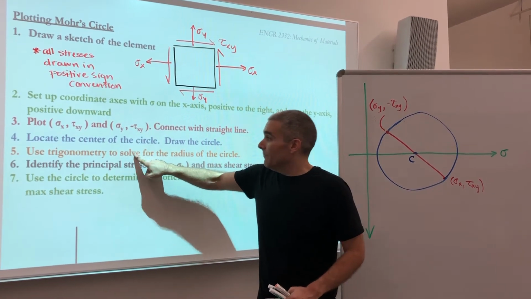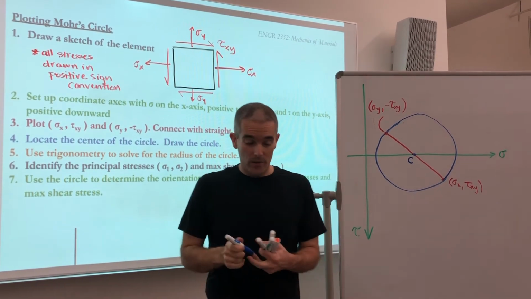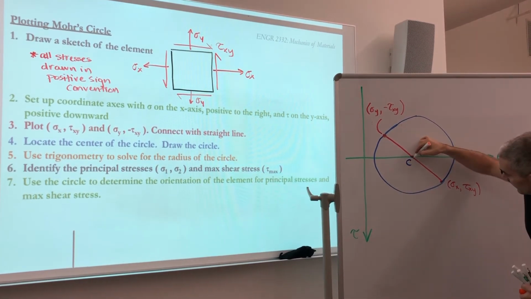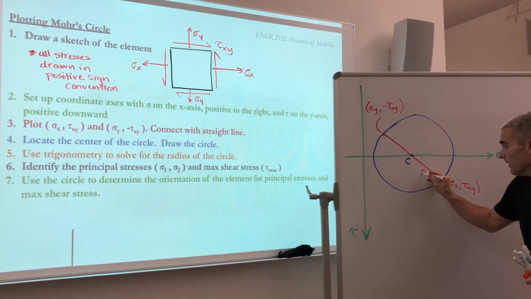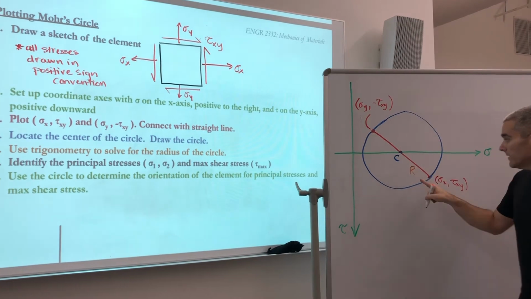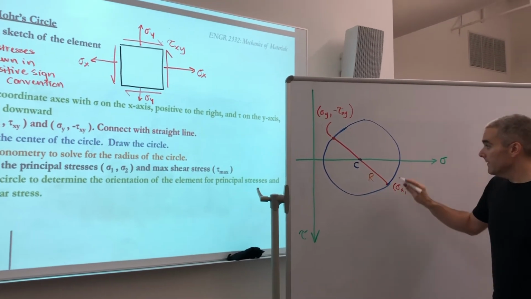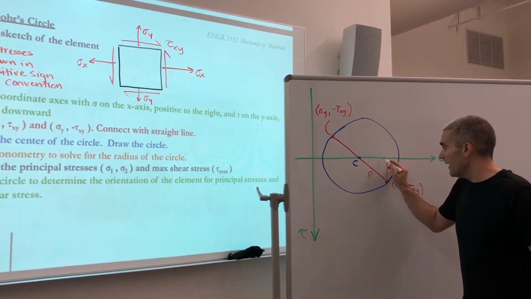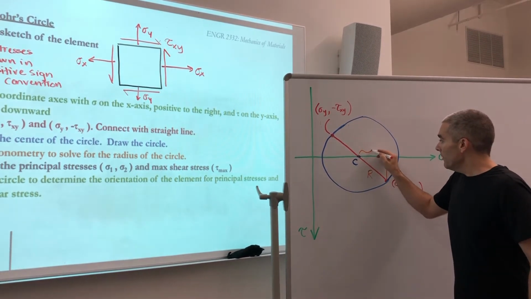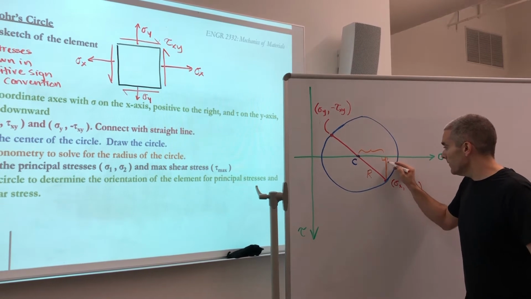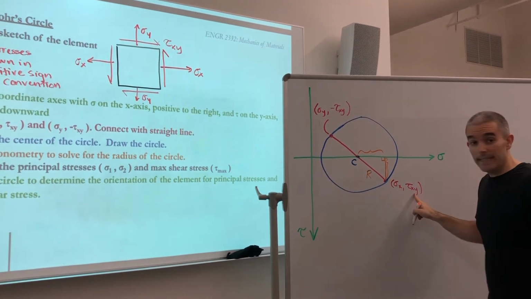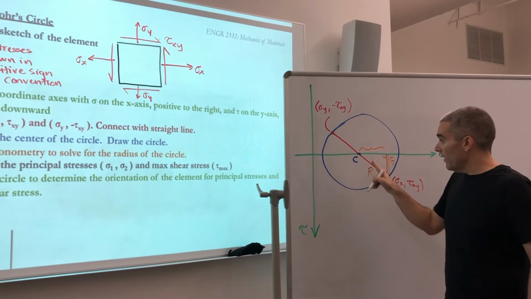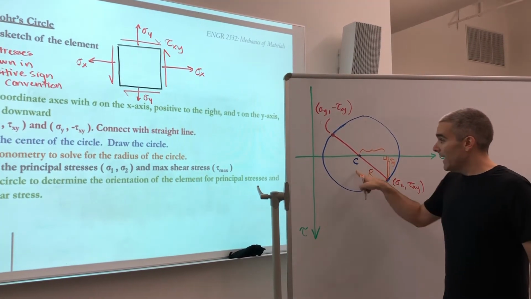Step 5, we can use trigonometry to solve for the radius of the circle. On my circle, here's my center, so this is going to be my radius. I'll label that R. I want to figure out what the radius is. If I look at the horizontal distance and the vertical distance, I can create a right triangle. I need to know this horizontal distance and this vertical distance. The vertical distance is easy: it's tau xy. The horizontal distance is a little bit harder to figure out. It's sigma x minus the center.